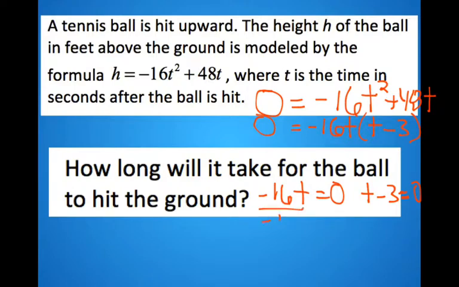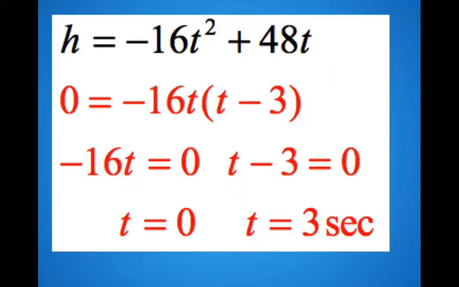So then we divide by negative 16, divided by negative 16. 0 divided by negative 16 is still just 0. So we know at a time of 0, the height's 0 because we haven't even hit the ball yet. And then for this one, we just add 3 to both sides. So t equals 3. So the answer is, how long will it take for the ball to hit the ground? It's going to be 3 seconds. And there's a little cleaner version typed.